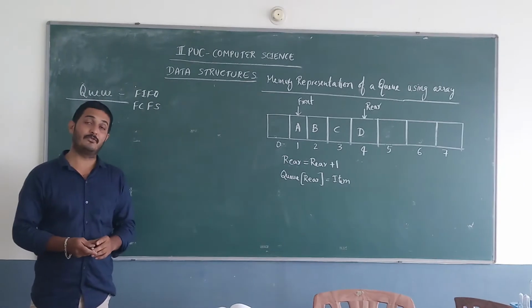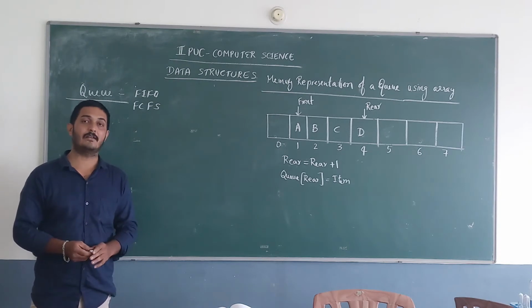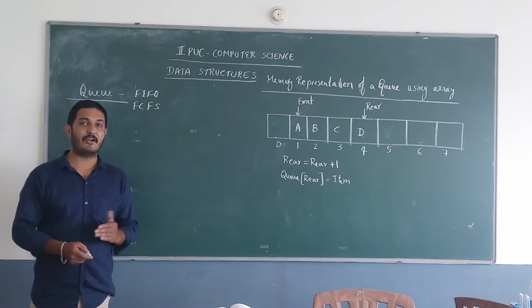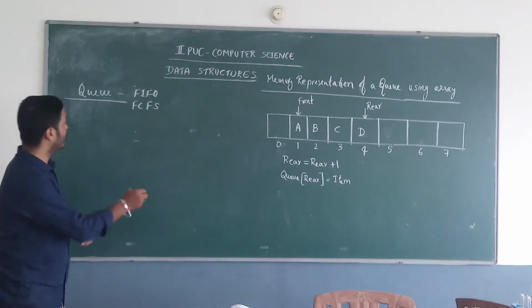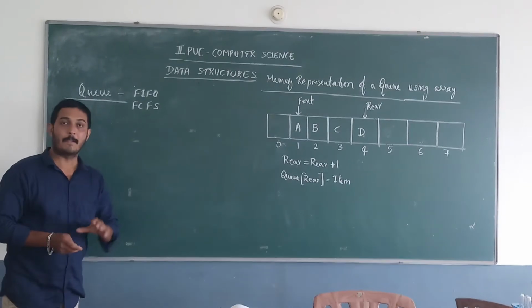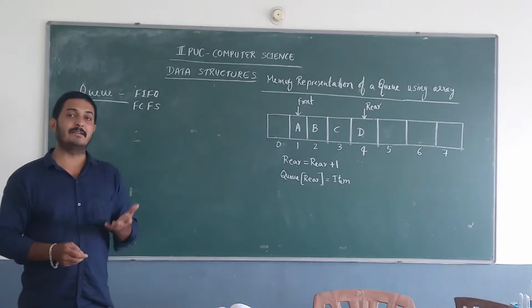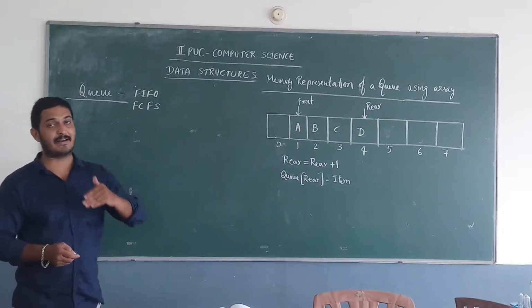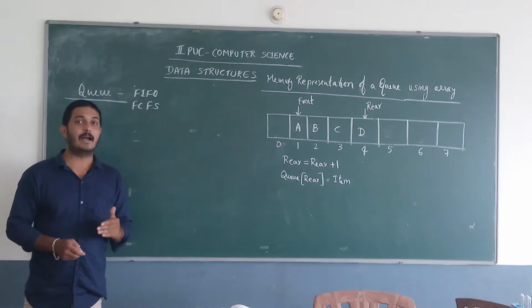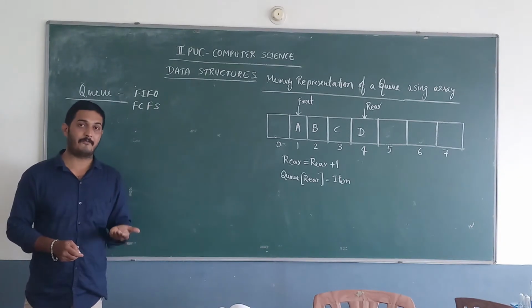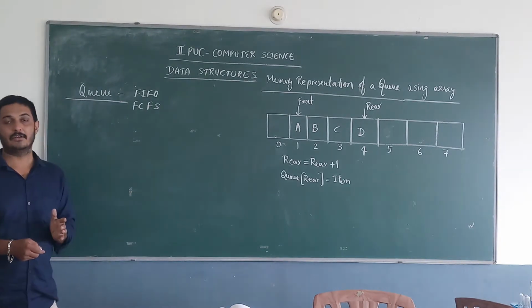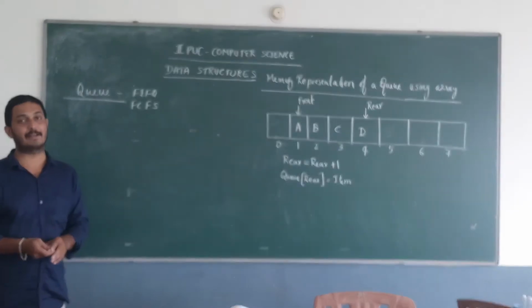In the Queue data structure there are four types. The first one is simple Queue, next circular Queue, then priority Queue, and the fourth one is double-ended Queue. Simple Queue means insertion takes place in one end called rear and deletion takes place in another end called front. It is simple Queue.